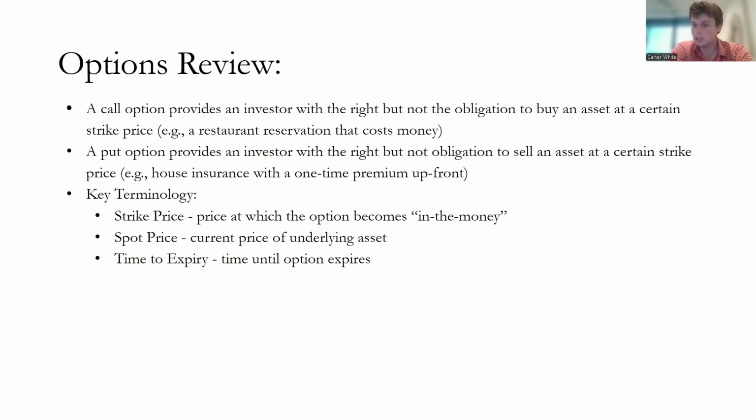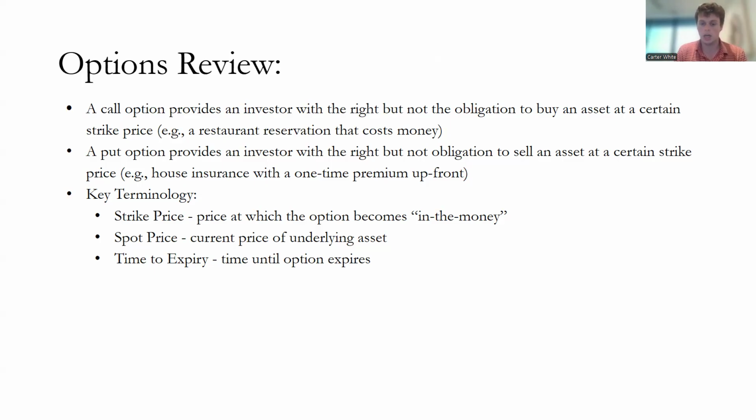House insurance is very similar to a put option, which gives you an option to sell instead of to buy, like a call option. So it'd be like if instead of house insurance, which requires people to pay premiums over time, you pay a one-time upfront premium. That's basically what a put option is. And then if your house burns down, you can basically sell your house almost to the insurer, which had sold you that put option.